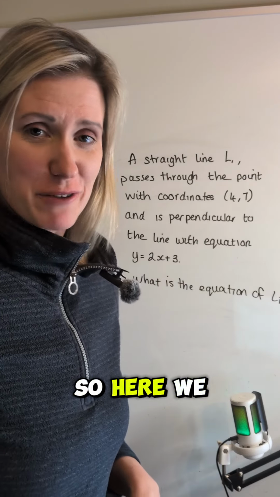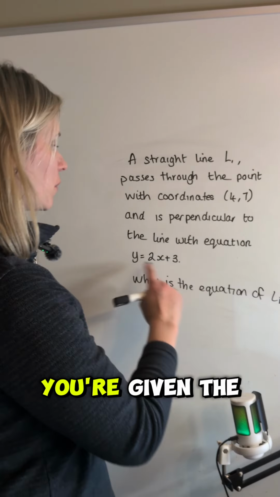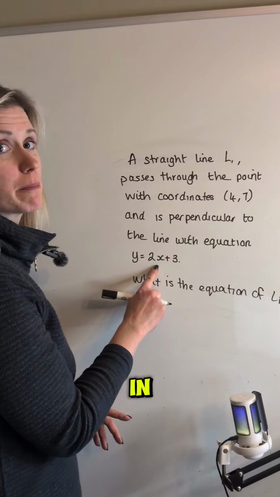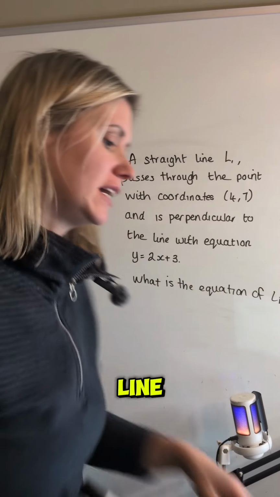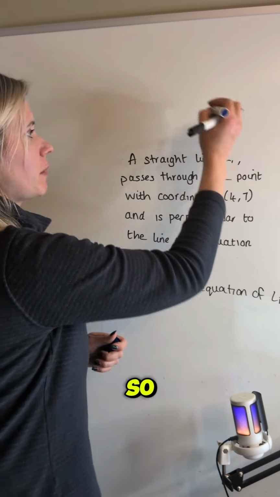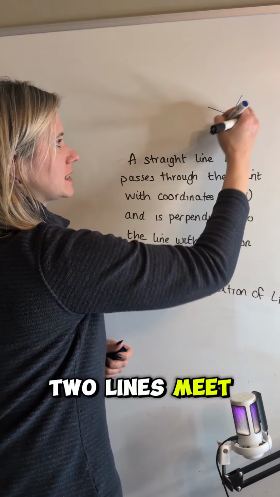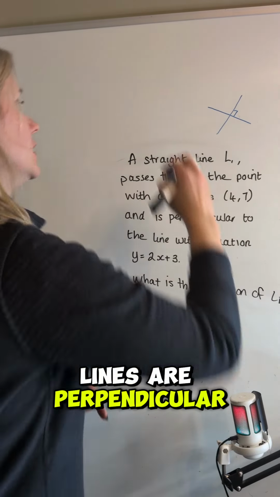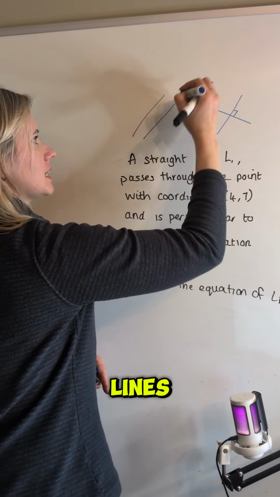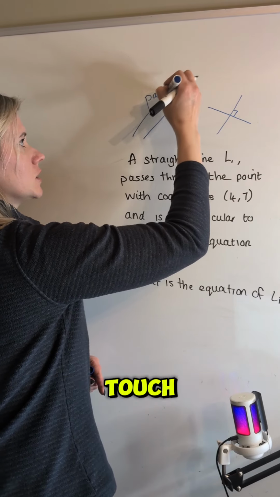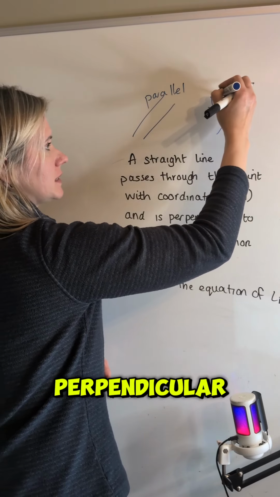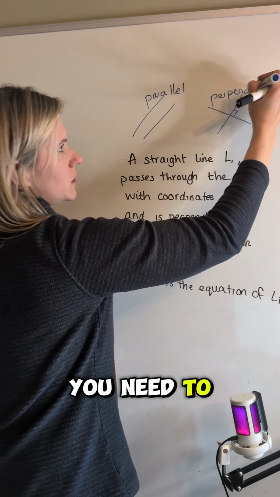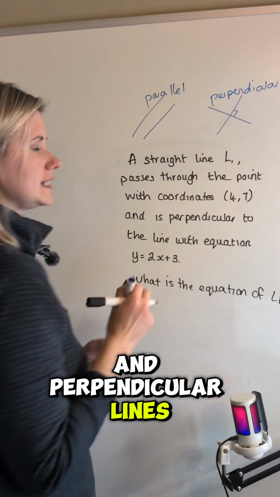Right, so here we go, a classic perpendicular question. You're given the equation of a line that is perpendicular to our line. Just remember what perpendicular means. Perpendicular is where two lines meet at right angles to each other. So those two lines are perpendicular. If we were asked for parallel lines, they are the ones that never touch. So, parallel and perpendicular. Now, what do you need to know about parallel and perpendicular lines?